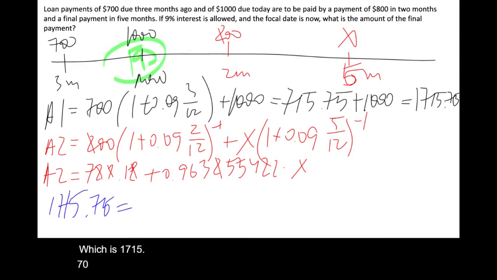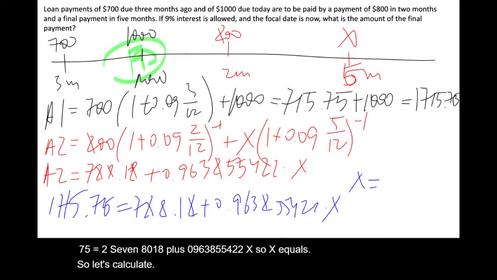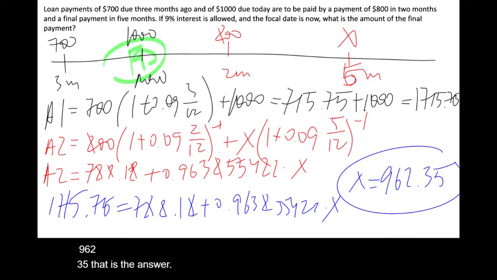So now I make those two equal: 1715.75 equals 788.18 plus 0.963855422x. So x equals, let's calculate. $962.35. That is the answer. Okay. Questions?